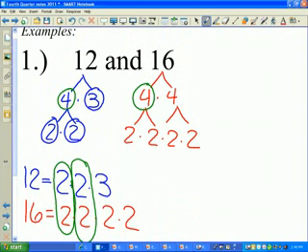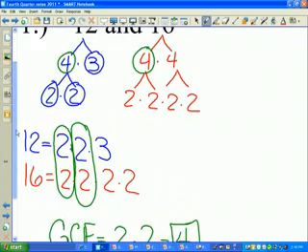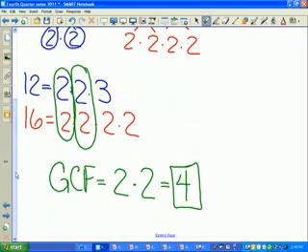So all I did was get the prime factorization of 12, and then got the prime factorization of 16, and I just circled what they had in common. They had 2 2's in common, so that means I'm dealing with this 2 and this 2. And I'm multiplying those 2 together. Hence, I got 4.